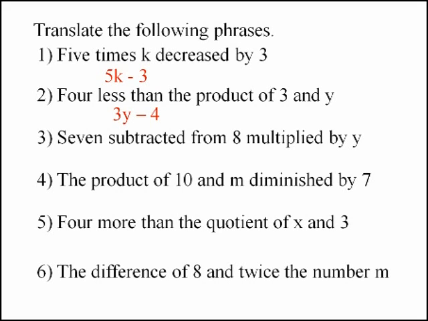7 subtracted from 8 multiplied by y. That's going to be 8y minus 7. You're going to take 7 away from 8y. The product of 10 and m diminished by 7. Diminished by isn't backwards, so that's just 10m minus 7.